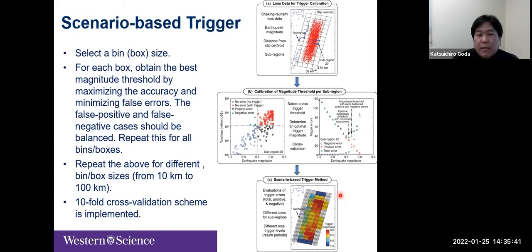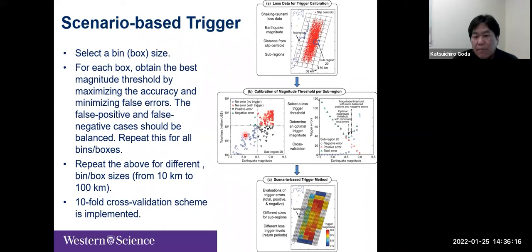In the scenario-based trigger, it typically works like this: we define some sort of boxes offshore of the source region. And then we can change this box size. Given the box size is set, for each box we can plot the earthquake magnitude, which is the trigger variable, and also the loss we want to model. And then we draw, or identify, the threshold to maximize the accuracy, which is in the diagonal. And then off diagonal is the error.